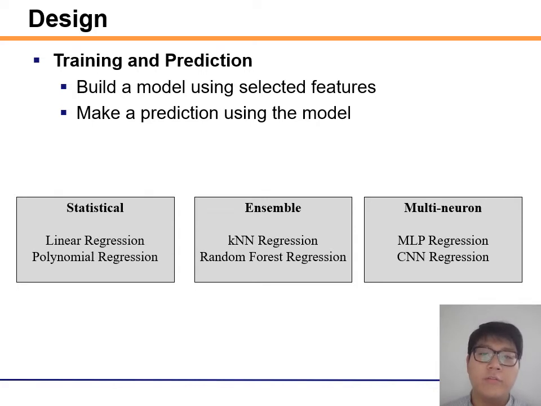For the traditional statistical regression, we have selected linear and polynomial regression. For the ensemble approach, we use k-nearest neighbor regression and random forest regression. For the recently widely used multi-neuron regression method, we use MLP regression and CNN regression. We will present how different regression algorithms react differently in the evaluation section.